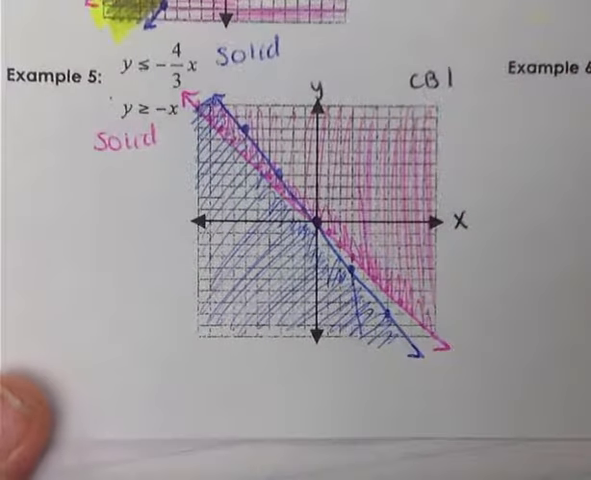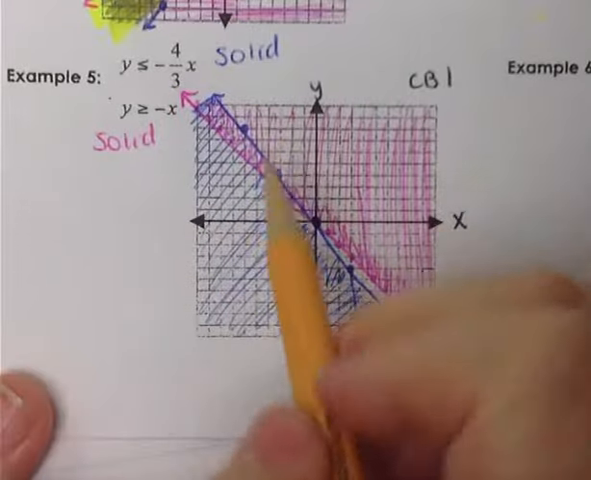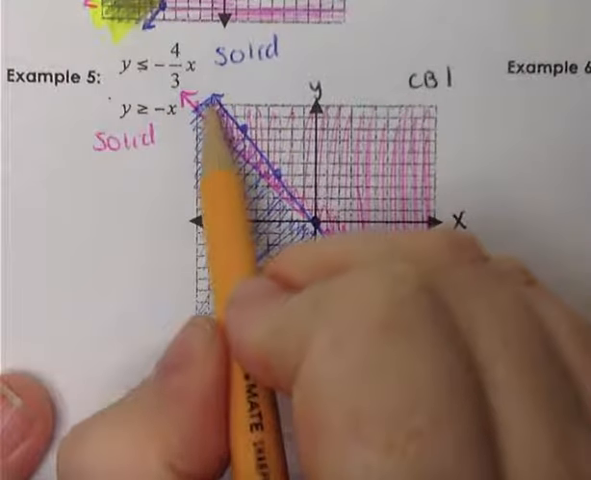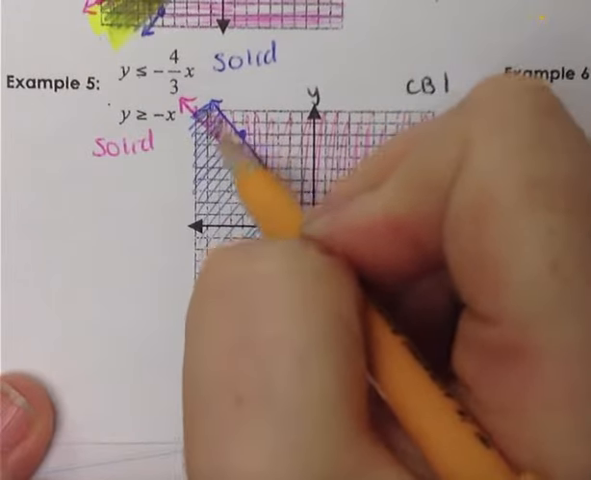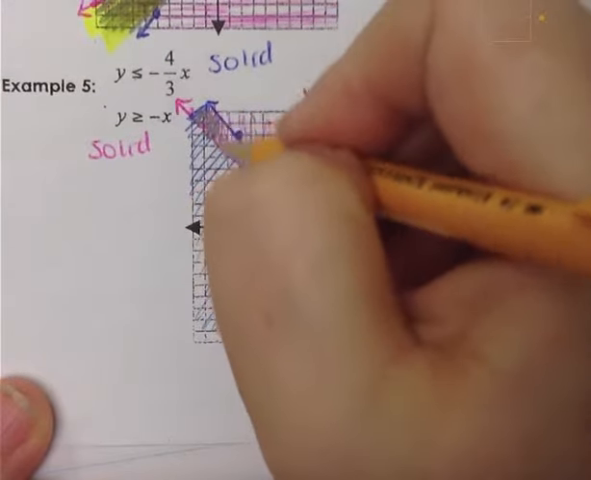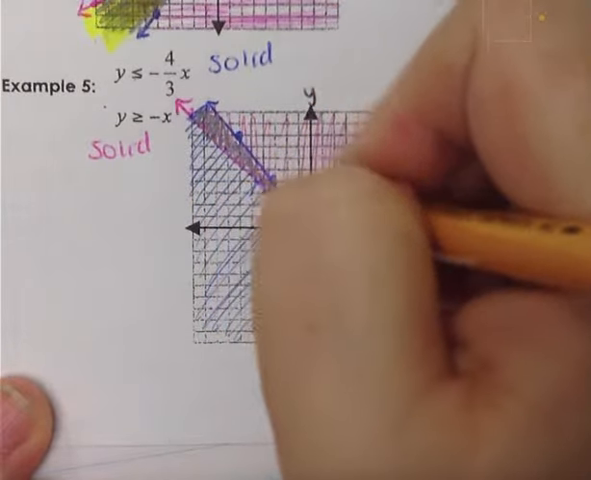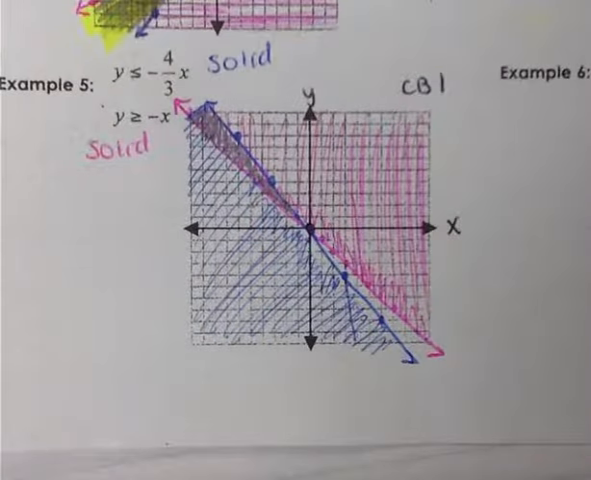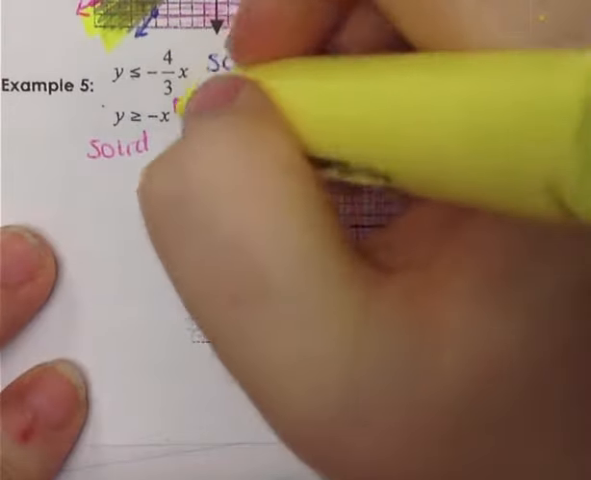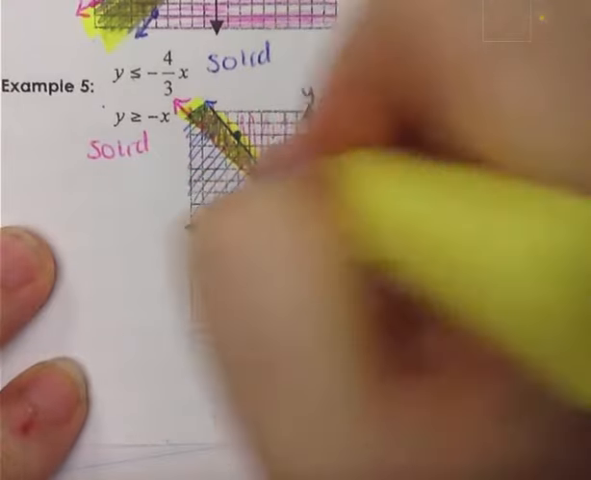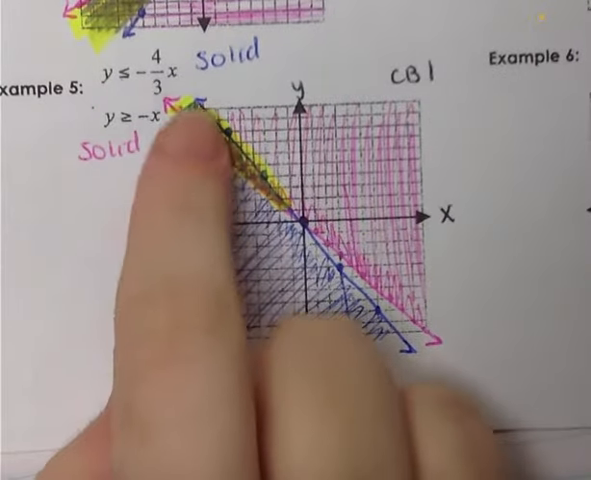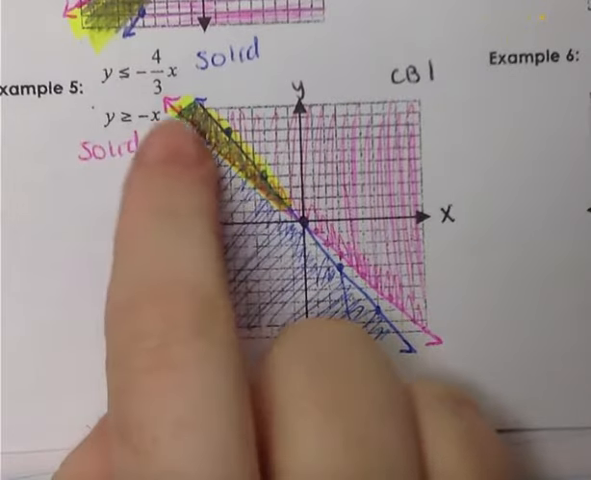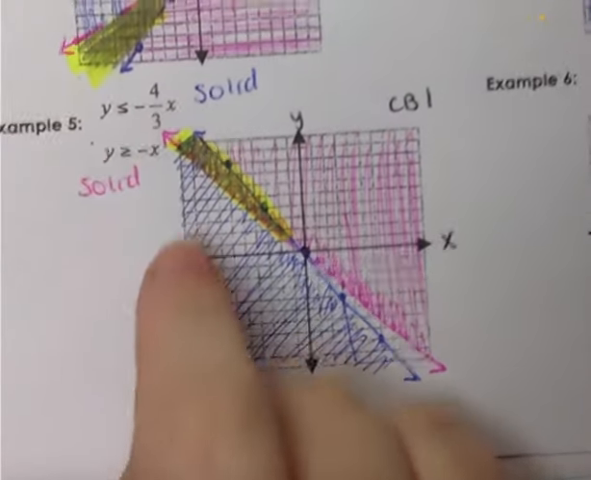So now we got to find where the two colors intersect. Blue and pink are both in this little section here, so that's our solution. So I'm going to darken this up with my pencil a little bit, and then I'm going to highlight it. Now, since both of these are solid, any coordinate that's on the line in this section is also a solution to this system.